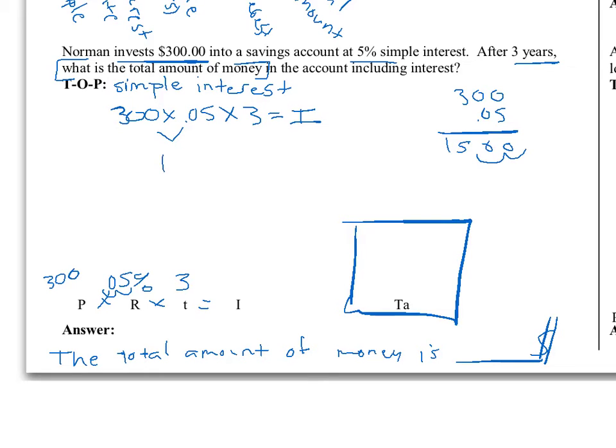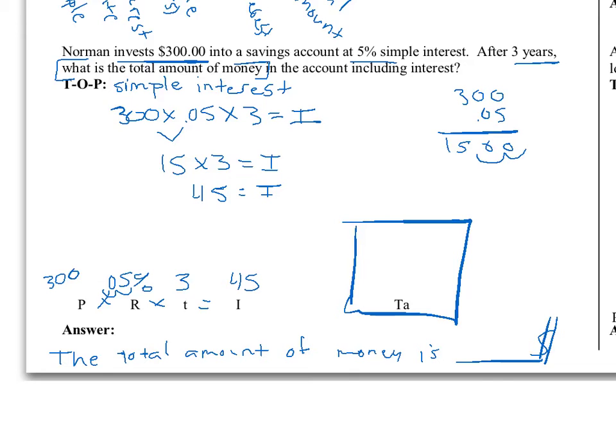Two times. That's going to give me 15, but I've still got this times 3. 15 times 3 is 45. You have to label it like that on the test. And so this tells me the amount of interest is 45.